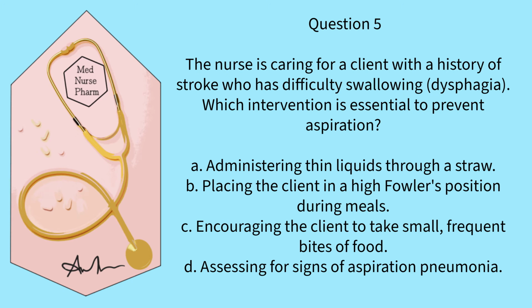Question 5. The nurse is caring for a client with a history of stroke who has difficulty swallowing, or dysphagia. Which intervention is essential to prevent aspiration? Administering thin liquids through a straw, placing the client in a high Fowler's position during meals, encouraging the client to take small, frequent bites of food, assessing for signs of aspiration pneumonia. Pause the video and select your answer.